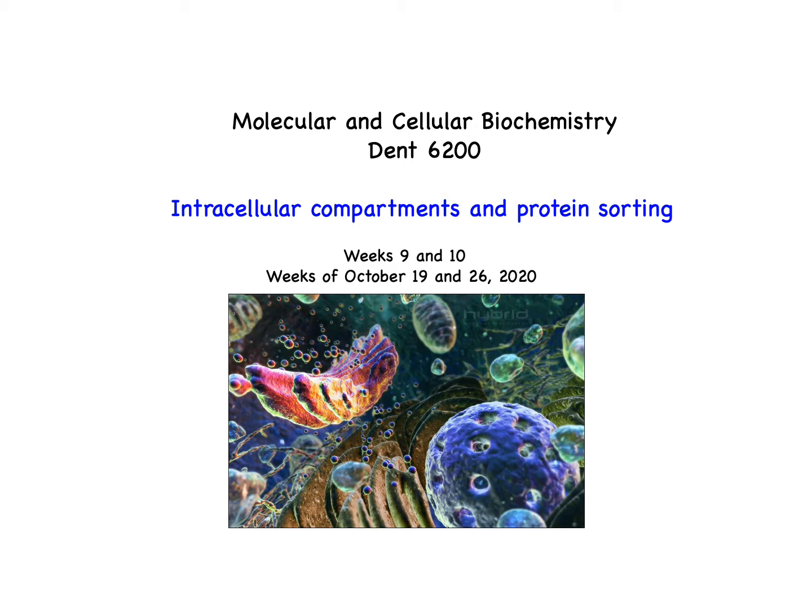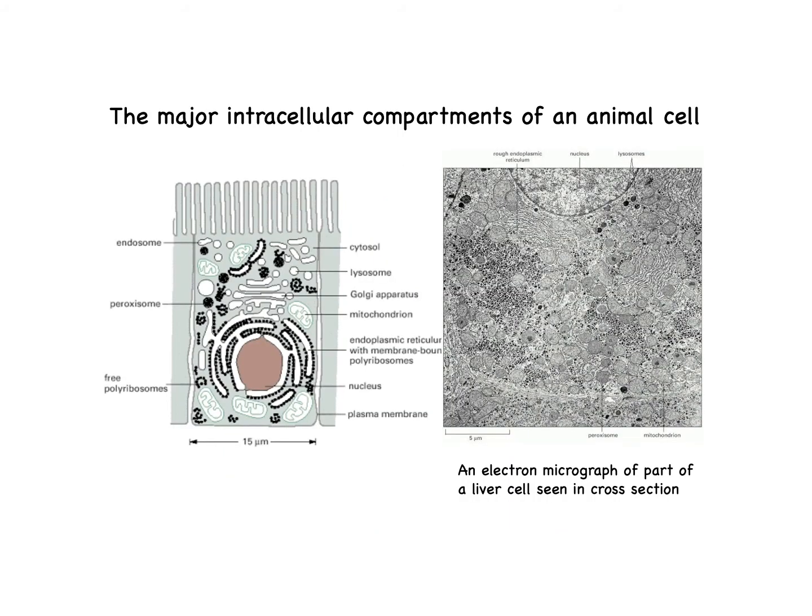So let's start by looking at a schematic of a cell here on the left, and we see all the different organelles or subcellular organization. Of course, the nucleus where DNA is, and that's surrounded by a membrane that's contiguous with the endoplasmic reticulum, which is where secreted and membrane-bound proteins are synthesized, and we'll talk about that at length.